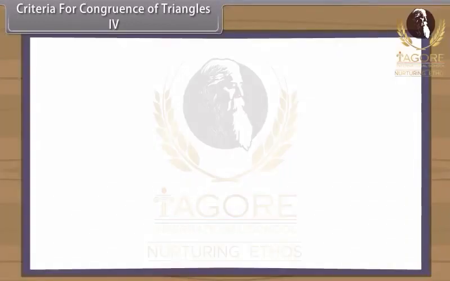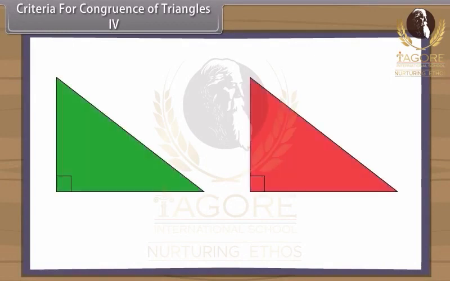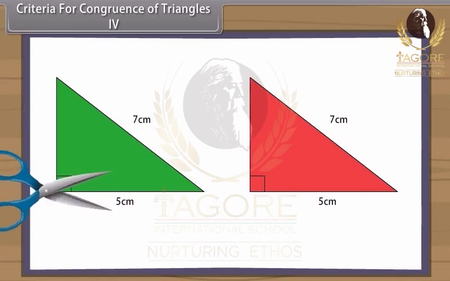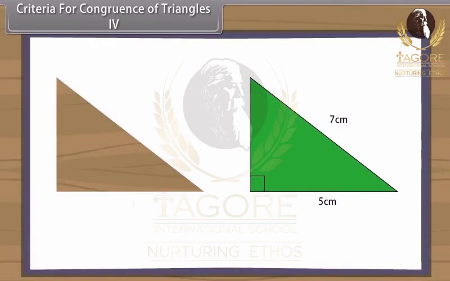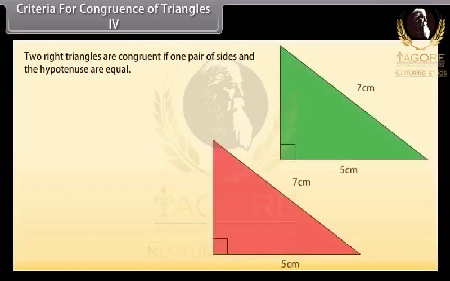Criteria for congruence of triangles 4. Now construct 2 right-angled triangles with hypotenuse equal to 7 cm and one side equal to 5 cm each. Cut them out and place one triangle over the other with equal side placed on each other. We will observe that the two triangles cover each other completely and so they are congruent. Or we can say that two right triangles are congruent if one pair of sides and the hypotenuse are equal.